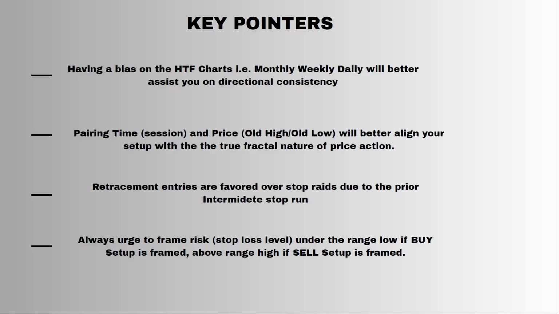Number three, retracement entries are favored over stop raids due to the prior intermediate run or intermediate stop run. So this means when we trade above an old high or an old low on the 1 hour chart, when we go down to the lower time frames, we're not really going to expect another stop raid on a lower time frame. Why is that?